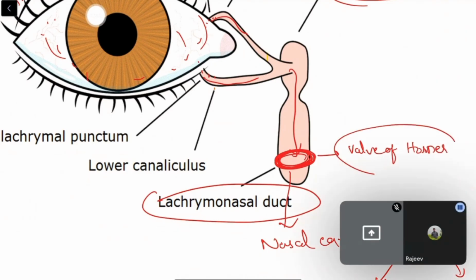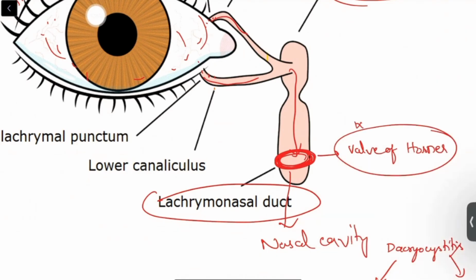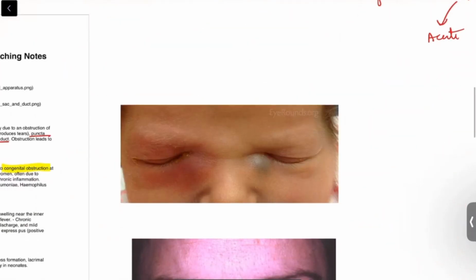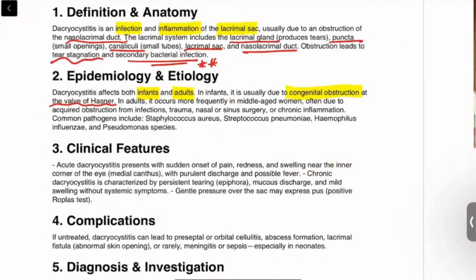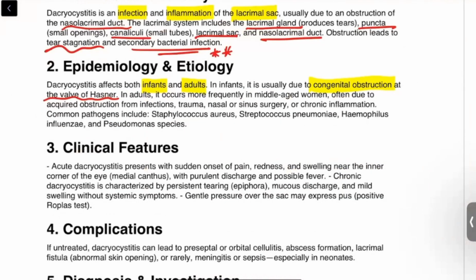So if there is a congenital abnormality in this valve of Hasner, the valve will not open and it will remain closed, and because of that there will be pooling of secretions everywhere in the lacrimal apparatus, which will serve as a focus for infection, leading to dacryocystitis. And this is the most common cause in infants. Whereas in adults it is more frequently seen in middle-aged women, often due to acquired obstruction because of infections, trauma, nasal or sinus surgeries, or it can also be due to chronic inflammation.